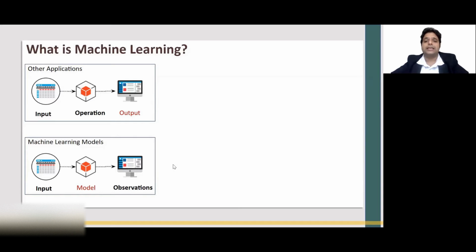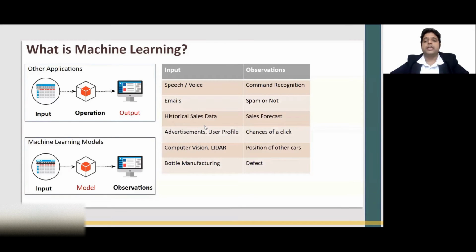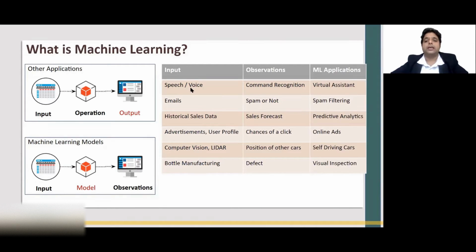Let's look at other examples of machine learning. You have input as speech or voice, and observation would be command recognition. Think about Alexa, Google Voice, Siri. Input as emails, observations would be spam or not. You provide machine learning historical sales data and observations as sales forecast, input and output, and so on and so forth. Voice as input, observation as command recognition. You are generating an application known as a virtual assistant. That is your Alexa, Siri, and Google Voice.